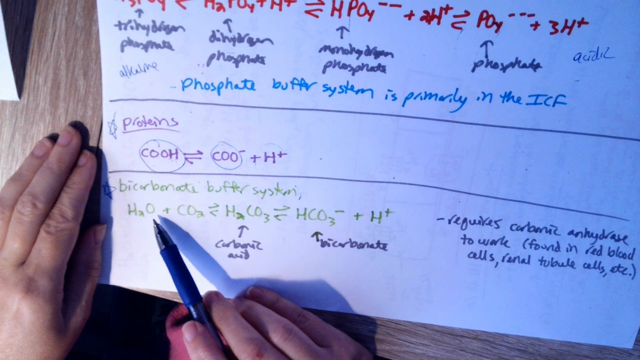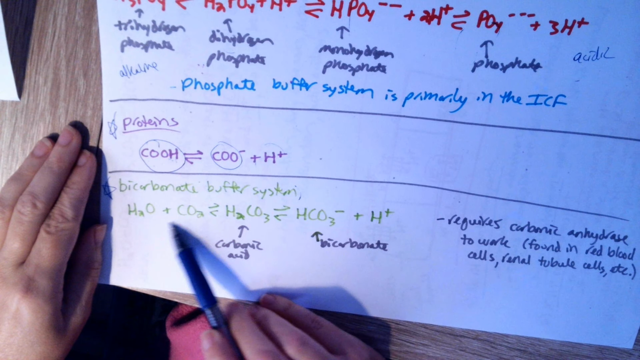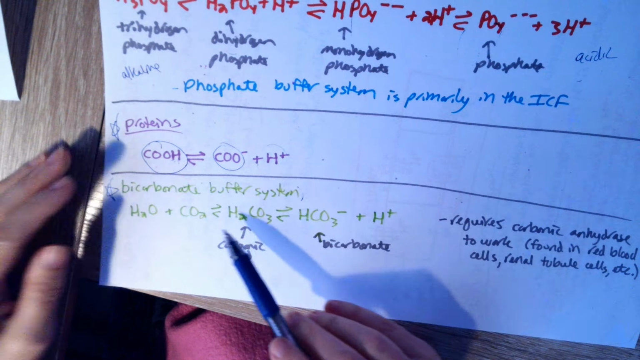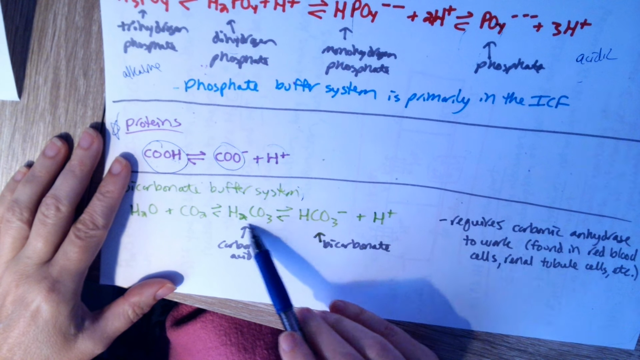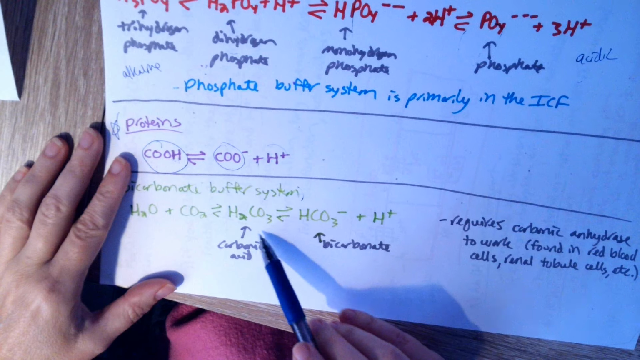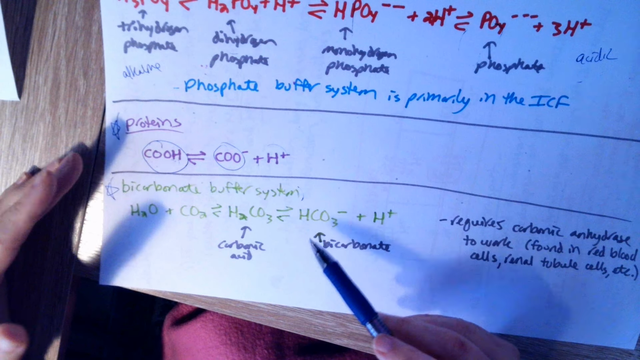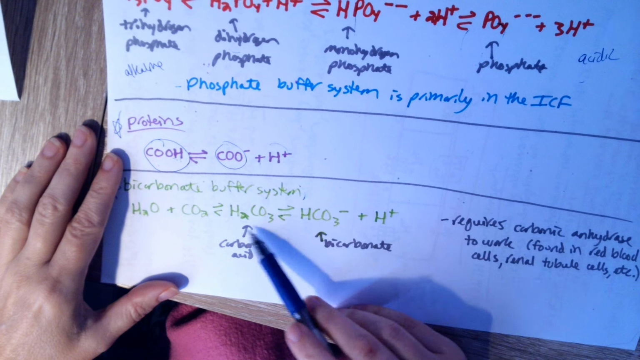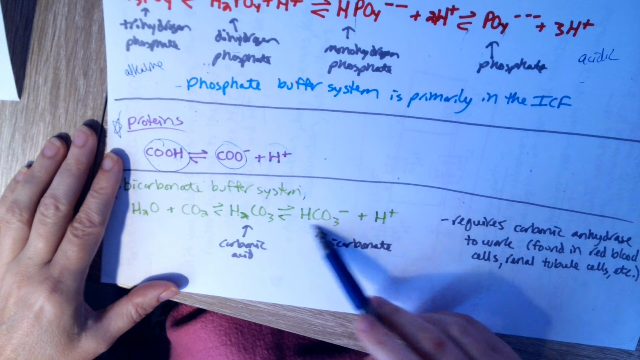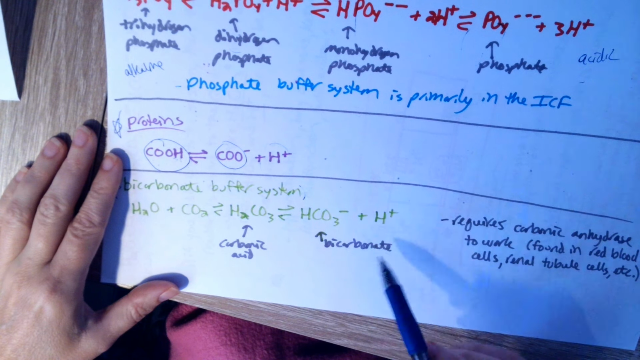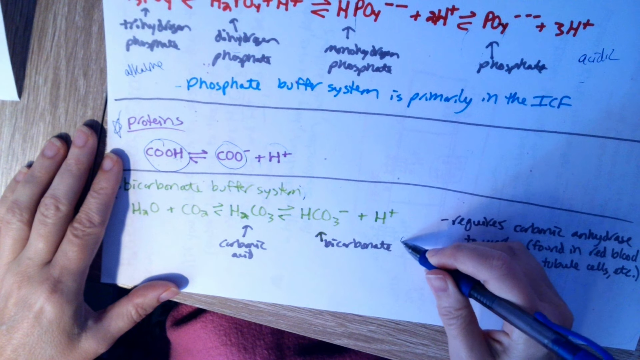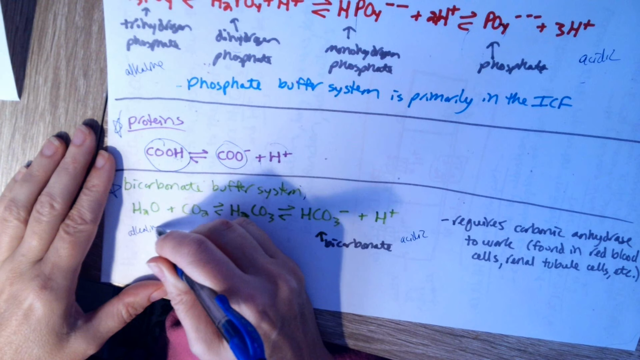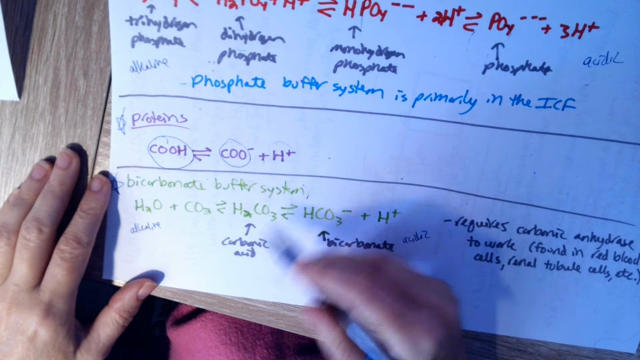So here's the equation for it. Water plus carbon dioxide can come together, be added to each other, to form H2CO3, which is carbonic acid. Then that can dissociate, which means breaking apart. When a molecule breaks apart, you call it dissociation. And that will dissociate into bicarbonate, which we see, and a free hydrogen. So this would be acidic over here, and this would be alkaline over here with no free hydrogens. So we want to be somewhere in the middle.